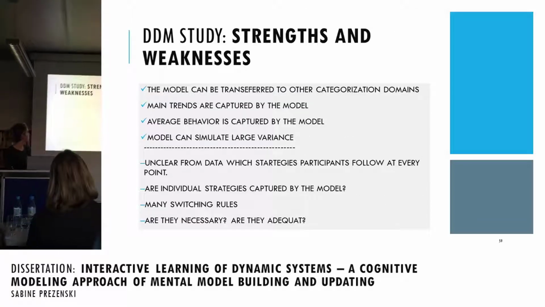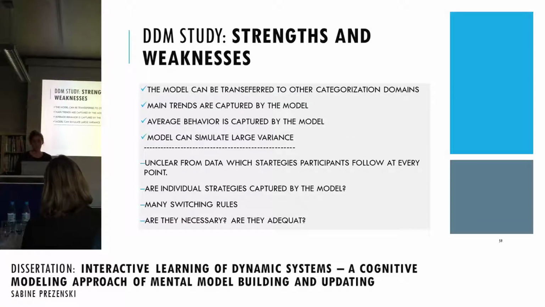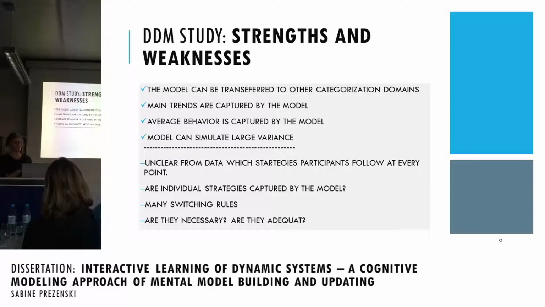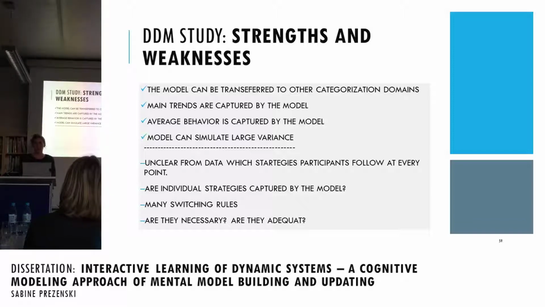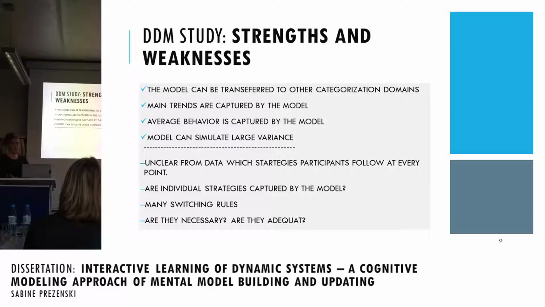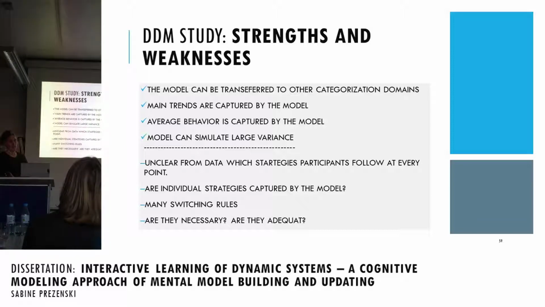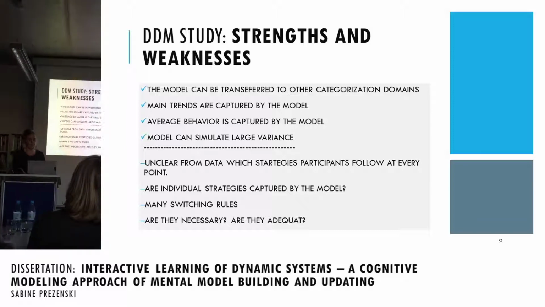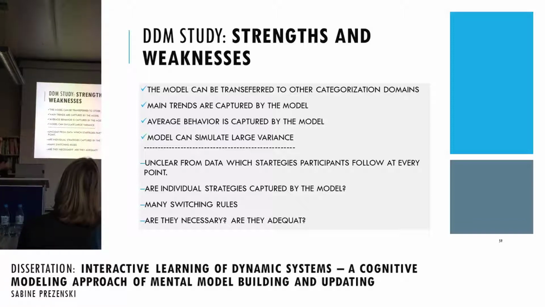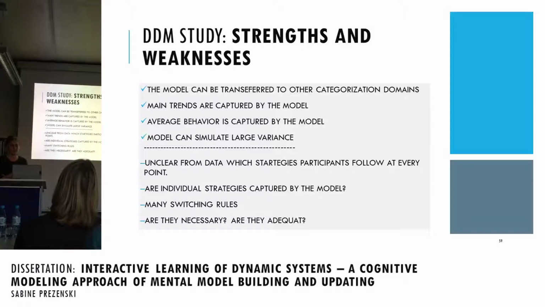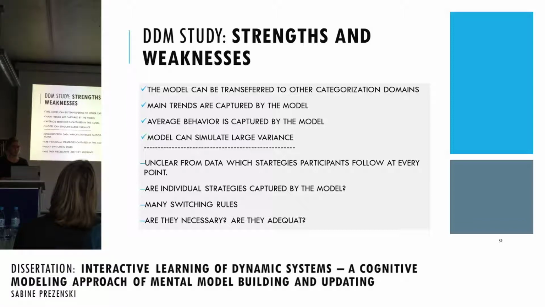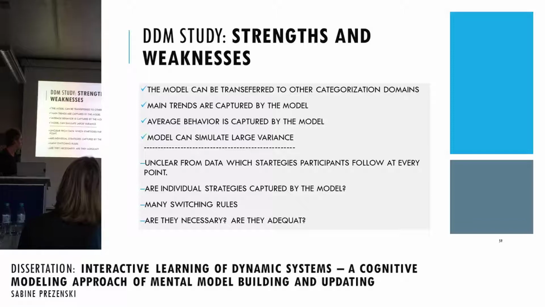Okay, now for the strengths and weaknesses of the dynamic decision-making study. The model can be transferred to other categorization domains. For example, we can use visual stimuli instead of auditory stimuli. Then the main trends are captured by the model. Average behavior is captured by the model, and also the model can simulate the large variance we found in the empirical data. The weaknesses are it's actually unclear from the empirical data which strategies participants follow at every point. And then we don't really know if individual strategies are captured by the model. The model uses these many switching rules, and we don't know if they're necessary and if they're adequate.